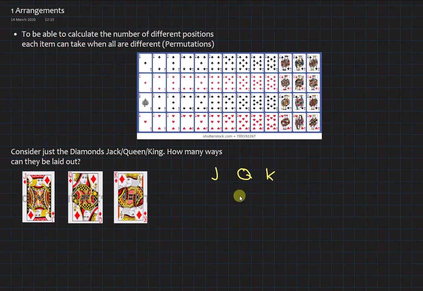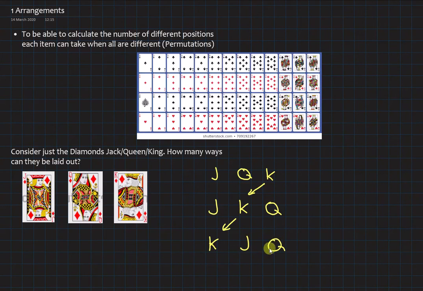Then next to that, I could actually move the King across one, and to process these things, it's normally easiest to think about moving one piece at a time. So I'm going to move the King to the middle. So the Jack stays where he is, the King moves over, and the Queen must go in the final place. Again, let's keep moving the King across. So now we've got the King, leave the Queen where it was, move the Jack. So that's my first set.